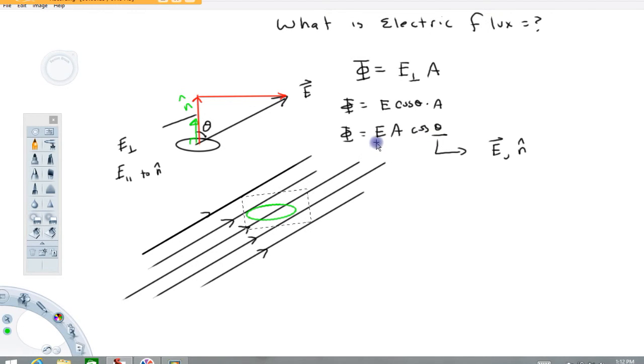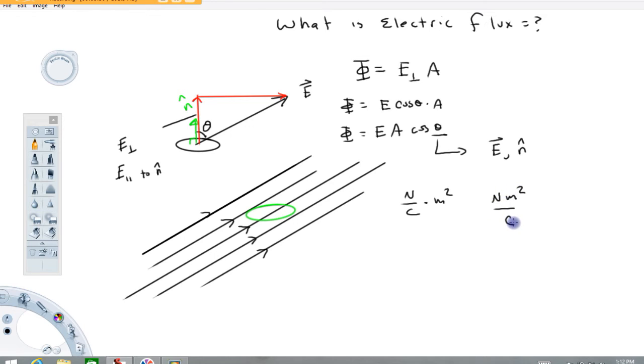Let me talk about its units. The electric field has units of Newton per Coulomb. Area has units of square meter. Cosine theta is a dimensionless quantity, so flux has units of Newton meter squared per Coulomb.